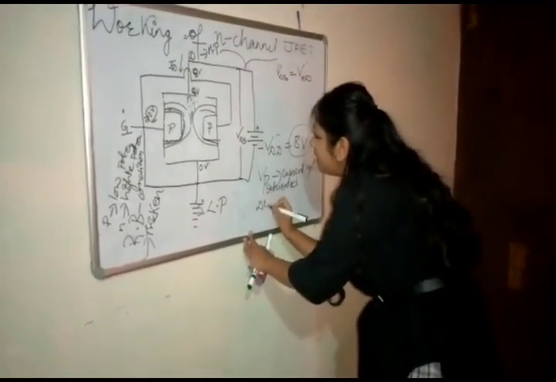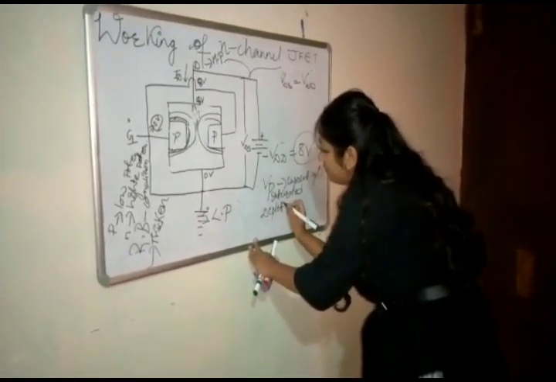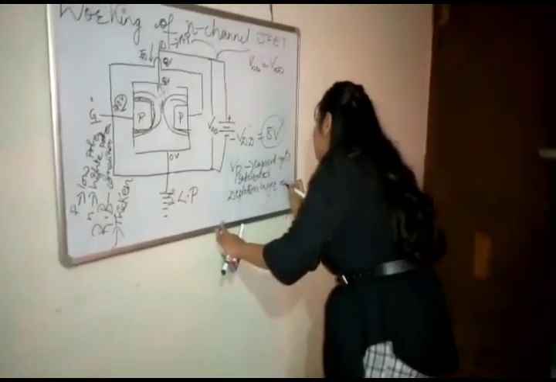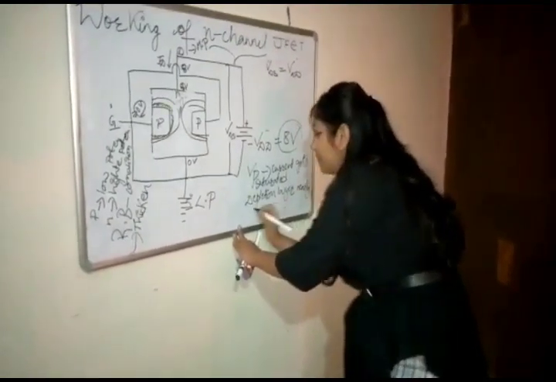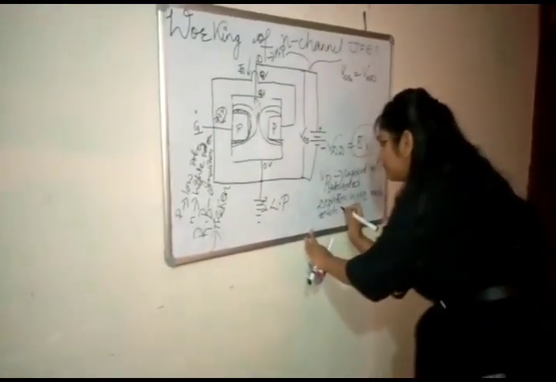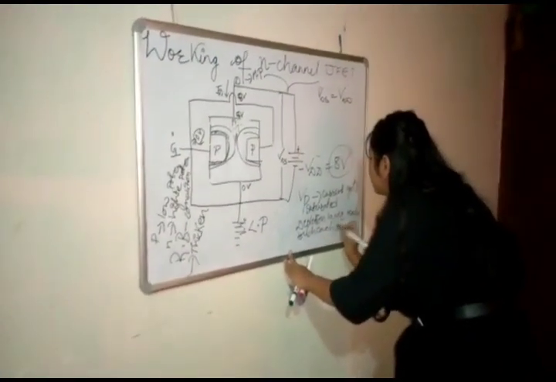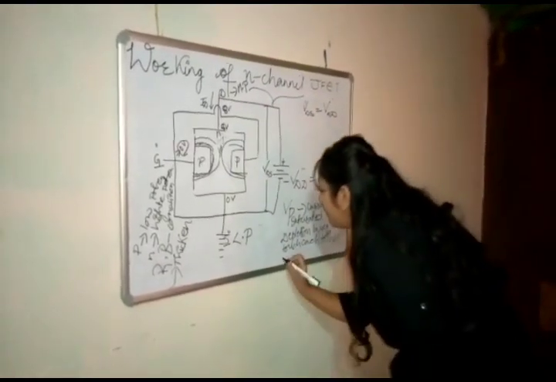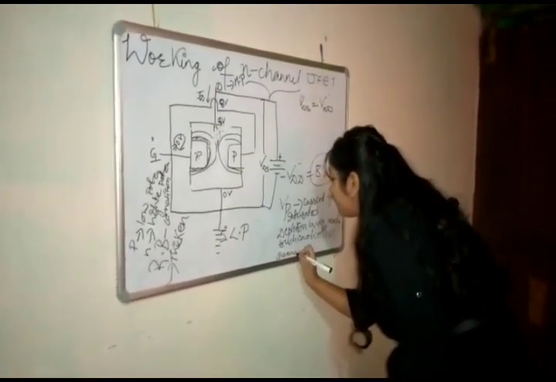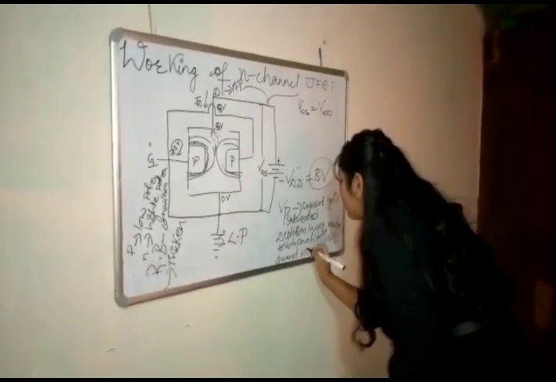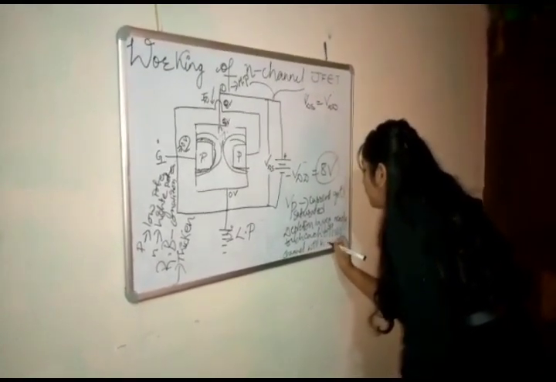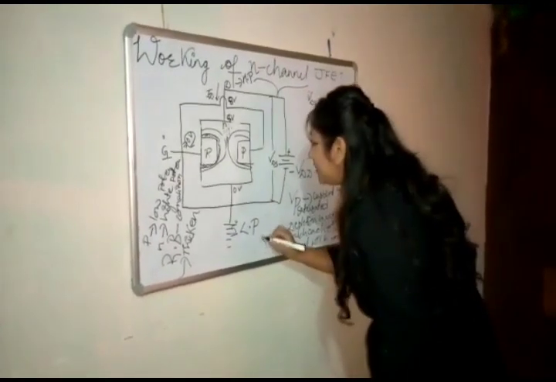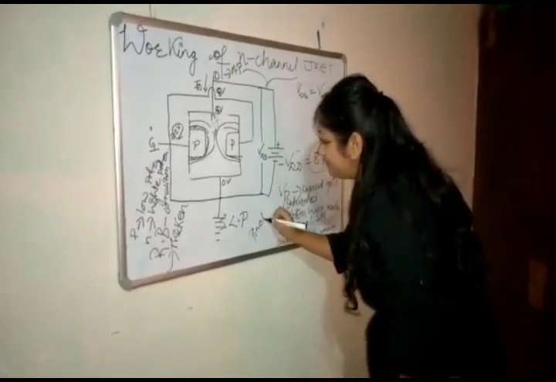and the depletion layers nearly touch each other, and the channel will be narrower. This voltage is called pinched off voltage.